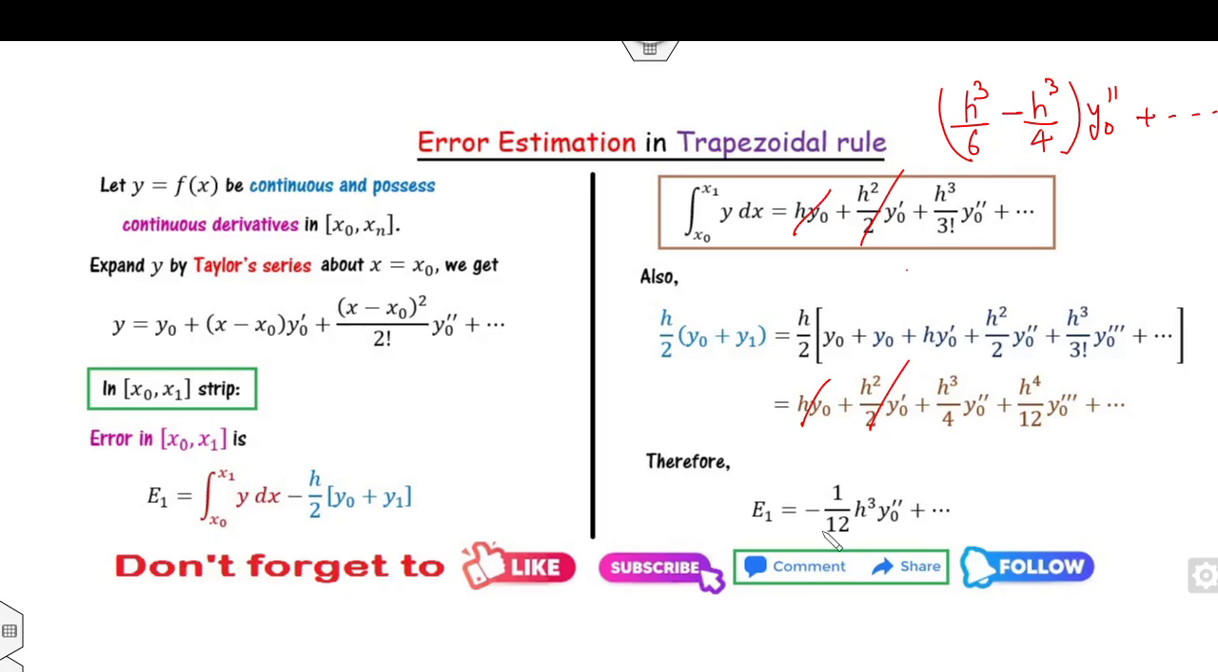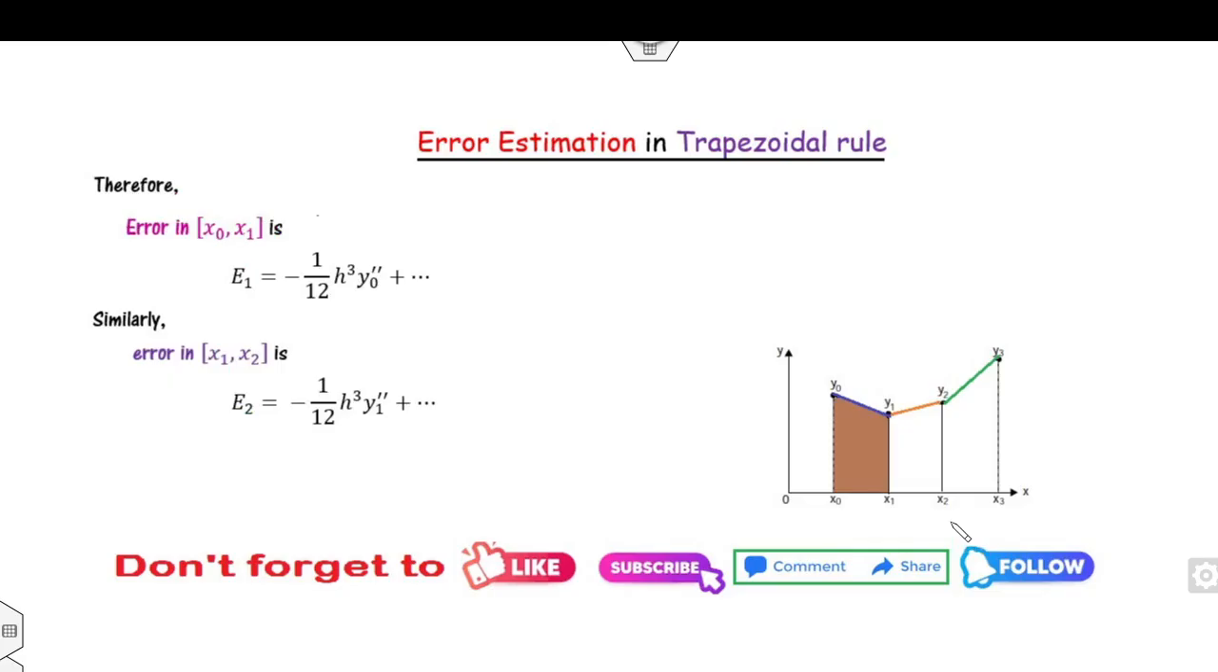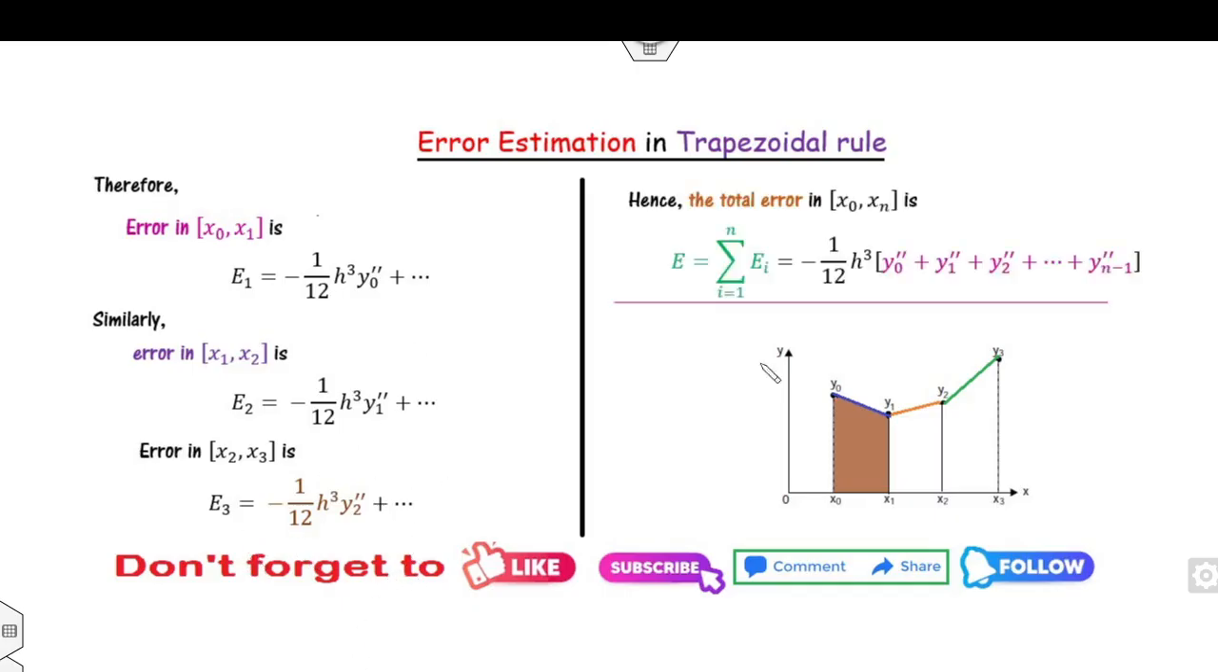If you take the LCM, it is minus 1 over 12 h cube. Similarly, this is for this term. Similarly, for this quadrant, that is x1 to x0, instead of the y0 double dash, it is y1 double dash. Similarly, for the third quadrant and so on. So the total error, you can add them, it will give you the total error.